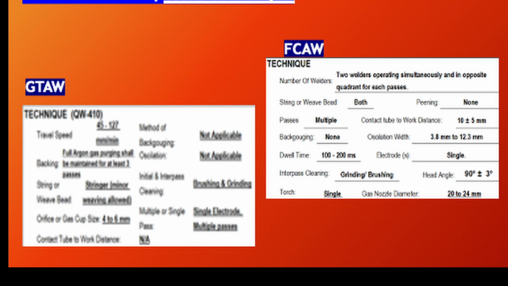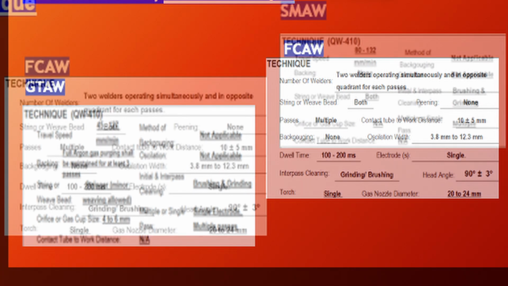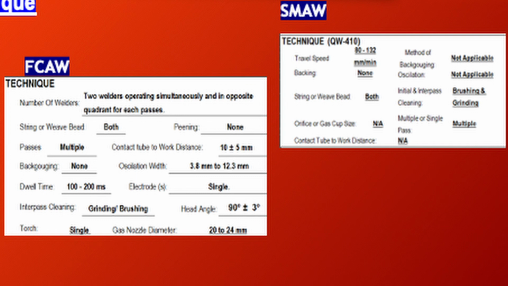Initial and interpass cleaning is brushing and grinding. Orifice cup size for the TIG is 4 to 6 mm. Multiple or single pass, it is single electrode but multiple pass. Contact tube to work distance not required. FCAW, you see the same data is changed.